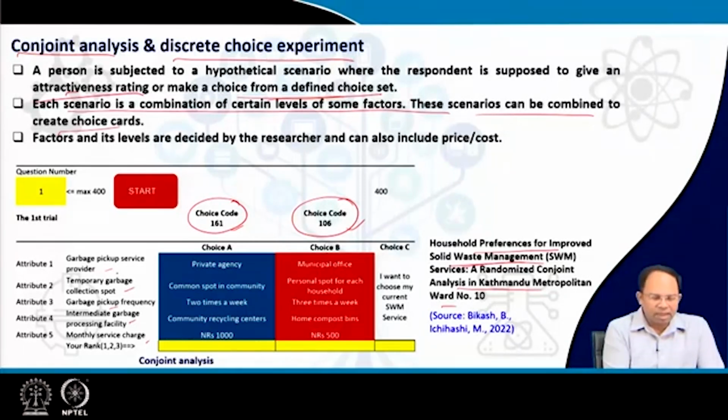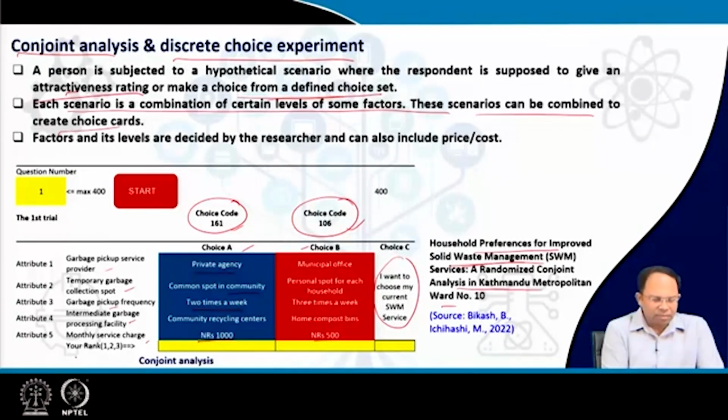So in case of choice A, garbage pickup is done by a private agency, the temporary garbage collection spot is a common spot in the community, garbage pickup frequency is 2 times a week, and the monthly charge is Nepali rupees 1000, right? Similarly, in choice B, the amount is 500, the intermediate processing is home compost bins, and 3 times a week is the collection frequency, and so on. So these are 2 choices given to the people, and also the third choice is whatever is the current situation, right?